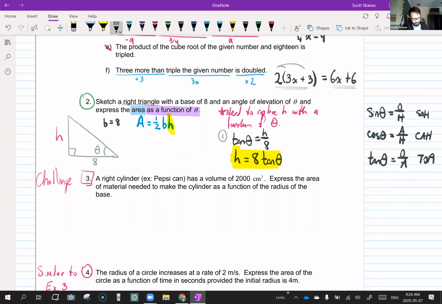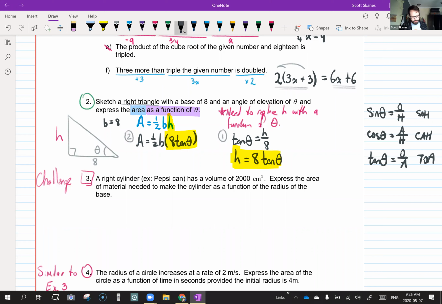All right, let me show you what it looks like. So this is our second step. Area is 1/2 base 8 tan theta. Okay, I'm just replacing it. Oops, sorry, that's supposed to be a highlighter. My computer is doing really weird things today. Sorry about that.